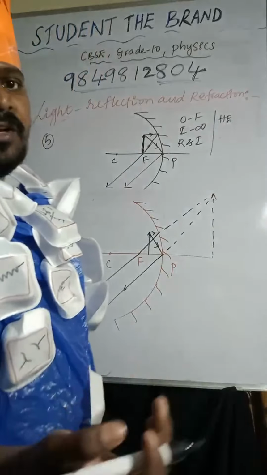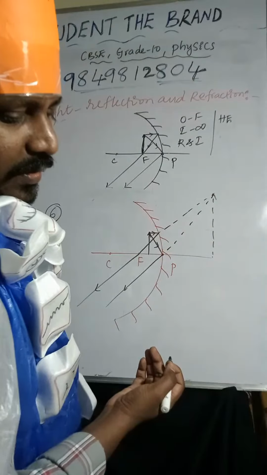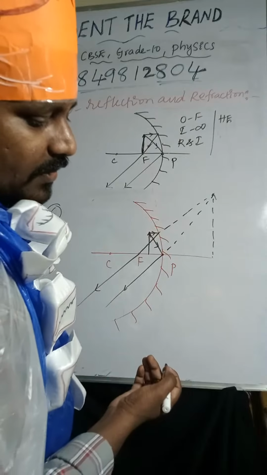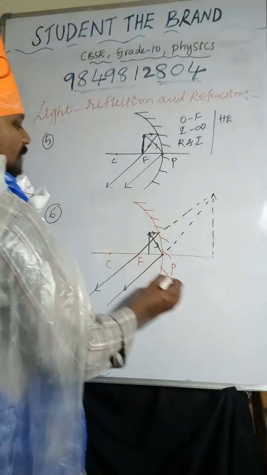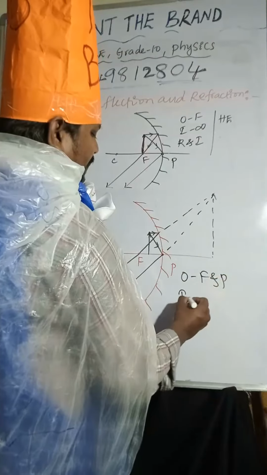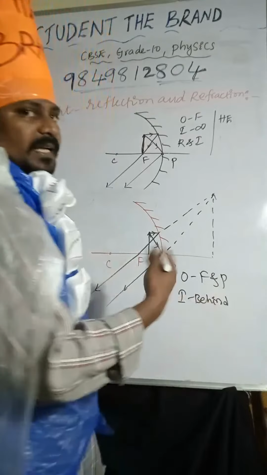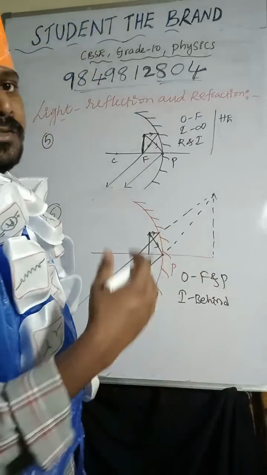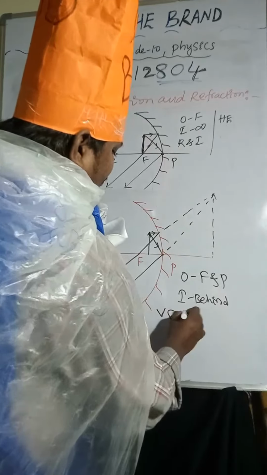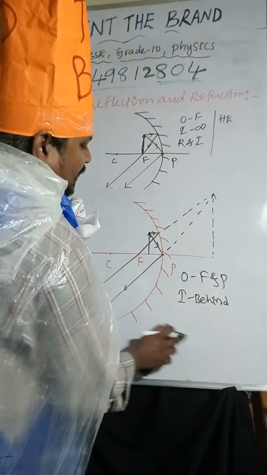What type of image will form? Virtual, erect and enlarged image will form. Object is placed between F and P. Image is forming behind the mirror. Nature of the image is virtual, erect and enlarged. Only in this case will we get a virtual, erect and enlarged image.